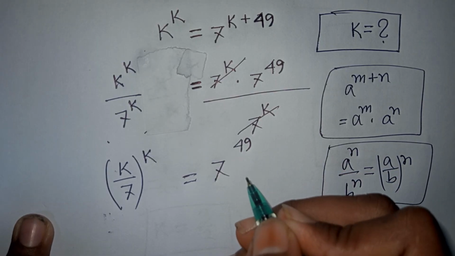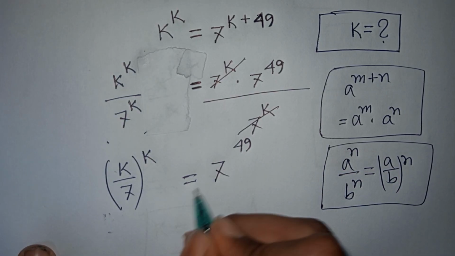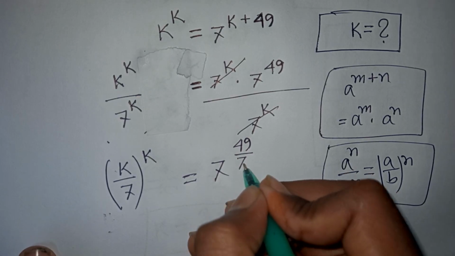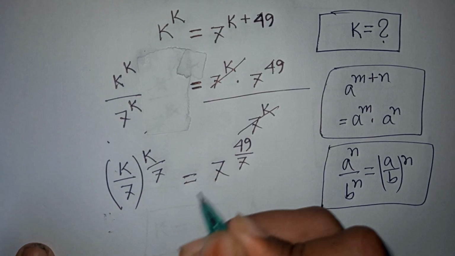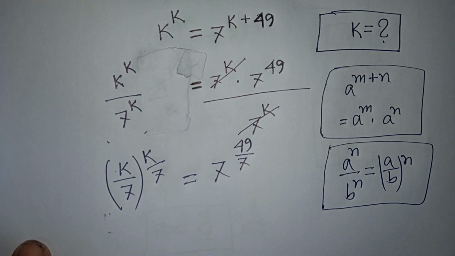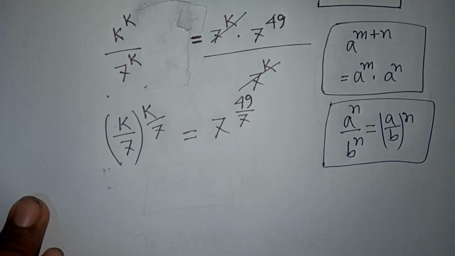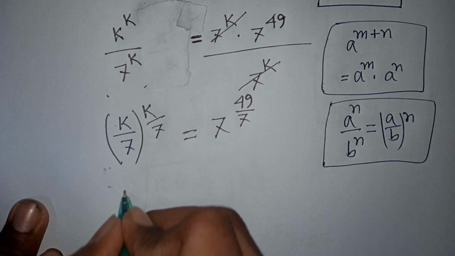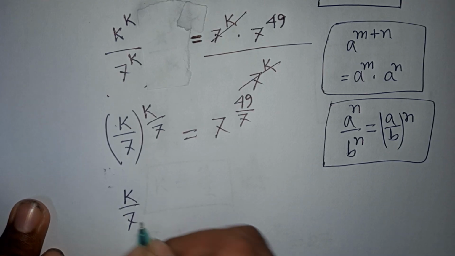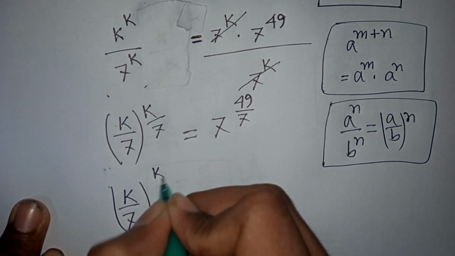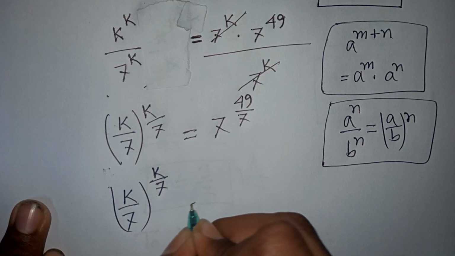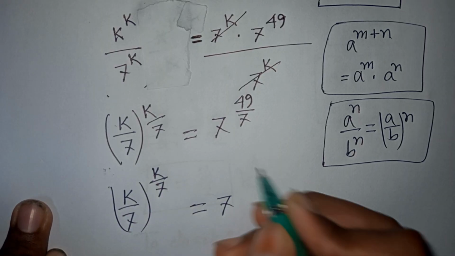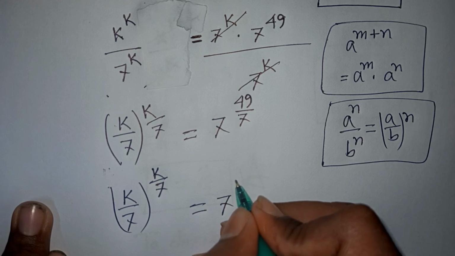In the next step, we divide by 7 on both sides. Now we can write here k by 7 in brackets, power of k by 7, is equal to 7 power of 49 divided by 7, that means it will be 7 power 7.